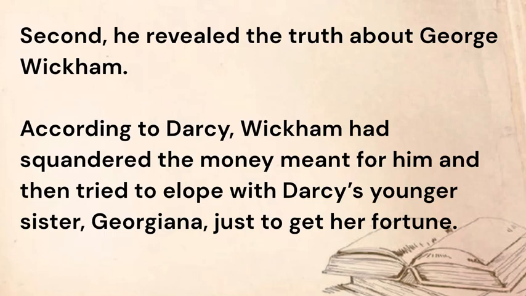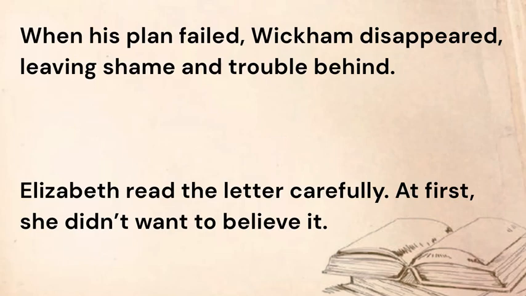Second, he revealed the truth about George Wickham. According to Darcy, Wickham had squandered the money meant for him and then tried to elope with Darcy's younger sister, Georgiana, just to get her fortune. When his plan failed, Wickham disappeared, leaving shame and trouble behind.